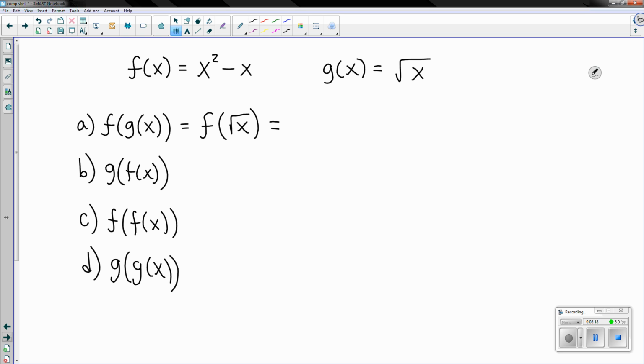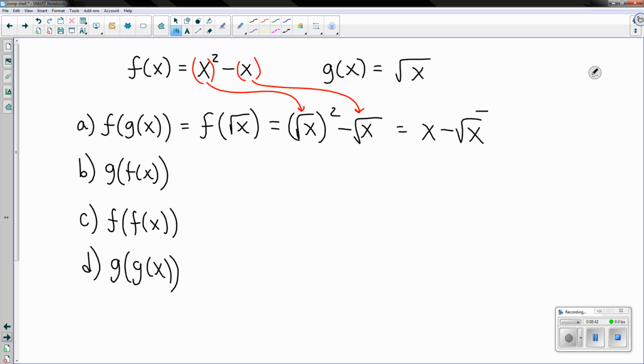So if I have to evaluate F at square root of X, I'm just going to replace all the X's with square root of X. So you can see that instead of X, we've replaced them with the expression for G. Then you could simplify this, taking this, if you square root, it goes away. The other thing we can't do anything with. So that would be the function that is the result of composing G into F.